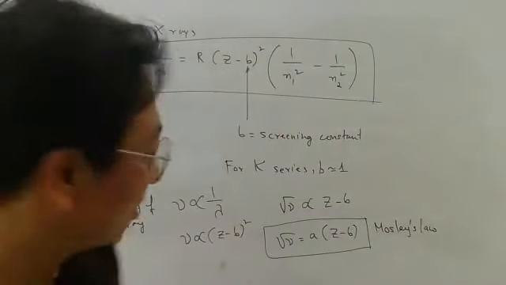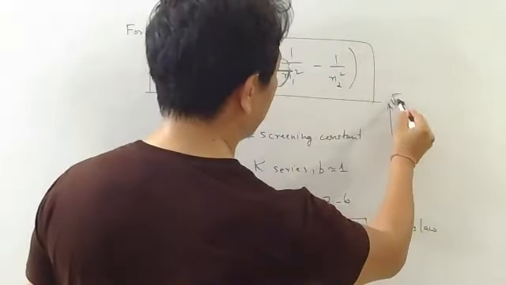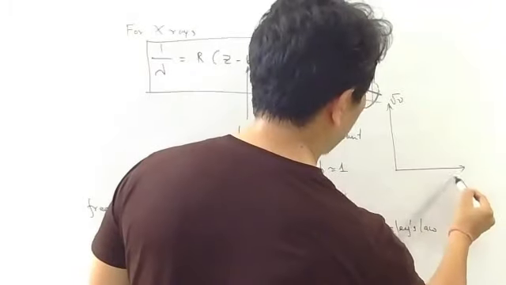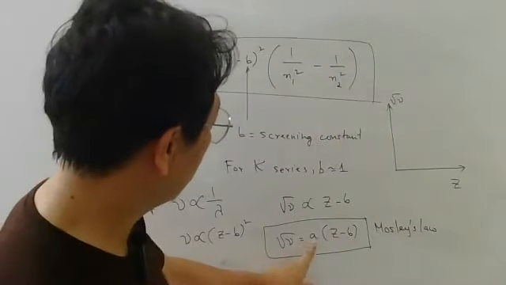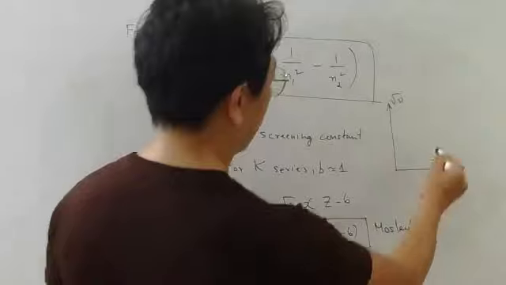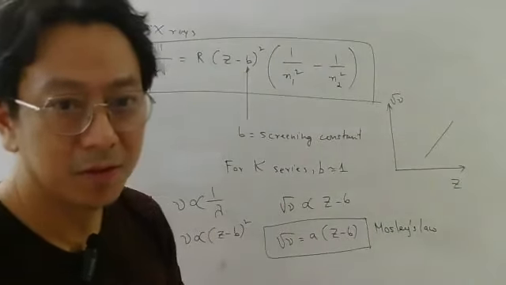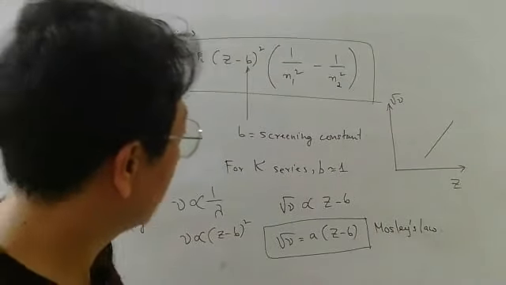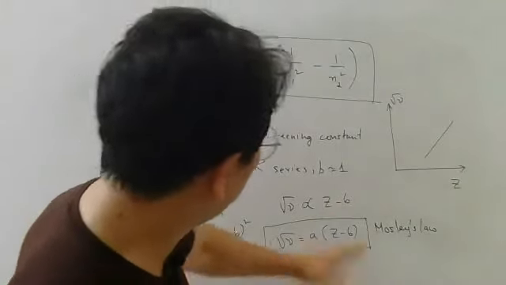So it's nice to know Moseley's law, right? So if you plot here root frequency and here atomic number, what kind of graph will you get? y equals mx minus c. So minus c means something like this, right? So this will be yours. The intercept should be negative and the slope should be positive.